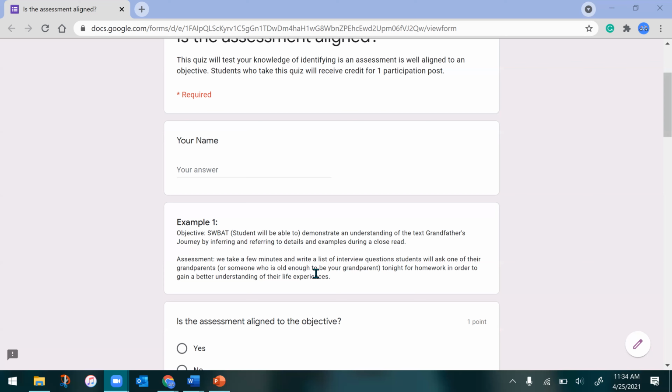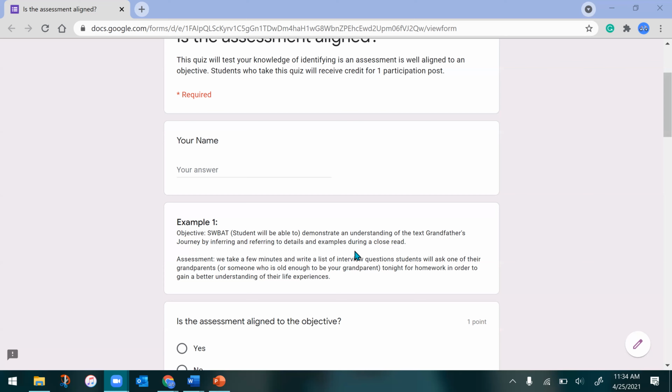To make an aligned assessment, you would want to have students show comprehension of the text by using and referring to details and examples during the read. For example, a question might be, why is grandfather sad at the beginning of the story? And the student would answer, grandfather is sad because, and then they would show you exactly where they got that information in the text.